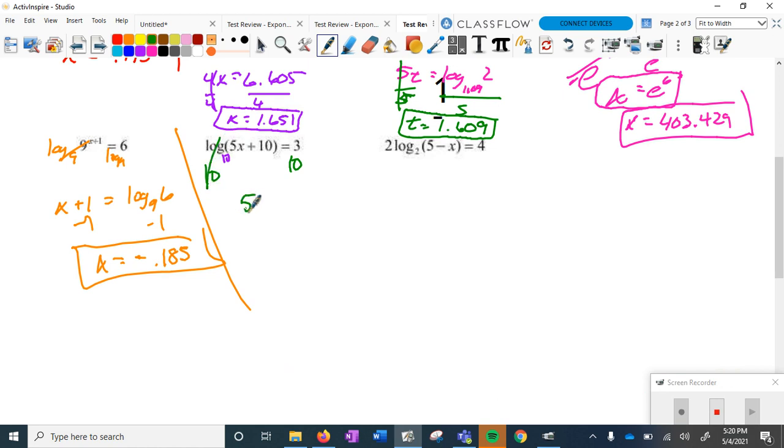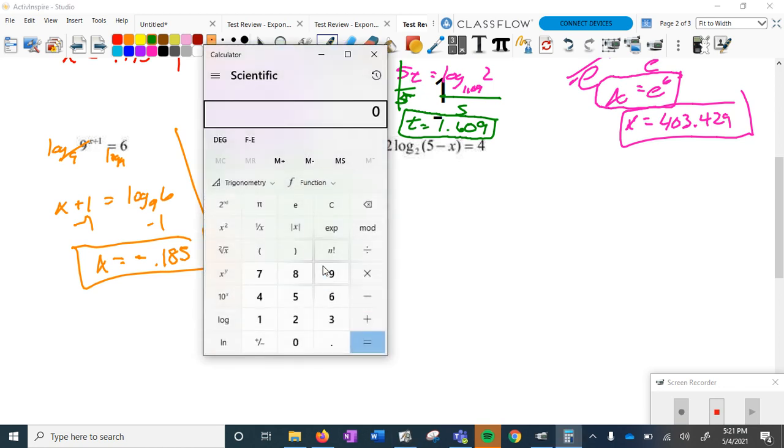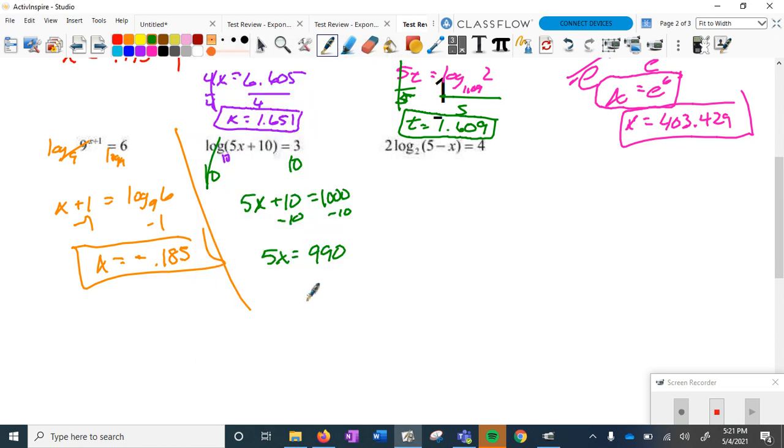So I end up with 5x plus 10 equals 10 to the 3rd power. 10 to the 3rd power should be 1,000. So minus 10, you get 5x equals 990. I'll just divide real quick, 990 divided by 5, 198. Okay, last one, getting up there.